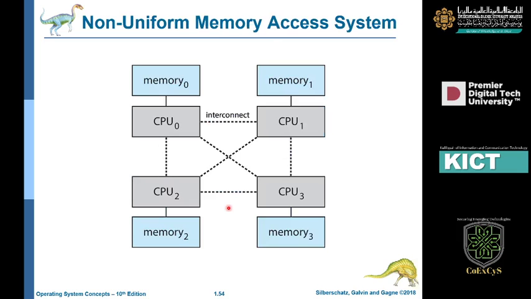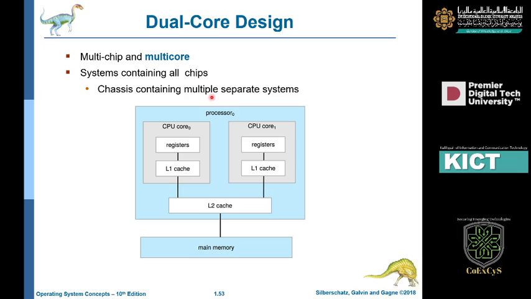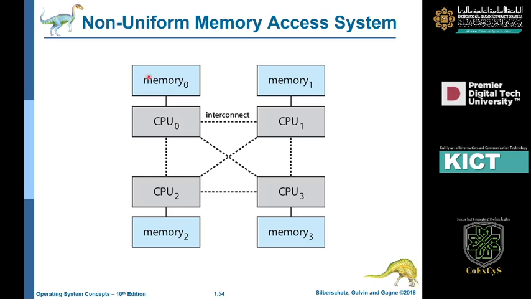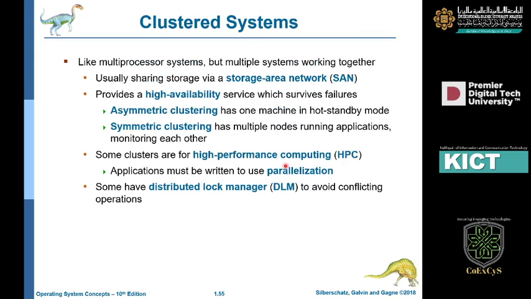In a non-uniform memory access system, we have CPUs all having their own memory. So CPU 0, CPU 1, CPU 2, CPU 3 are interconnected, and they all have their own memory. This is good, but from here we can see that they don't share the same memory. They have separate, different memories here, so synchronization of this memory could be a difficult task.